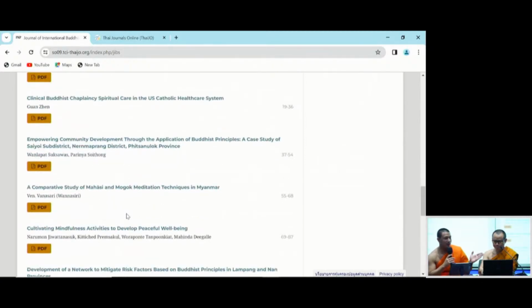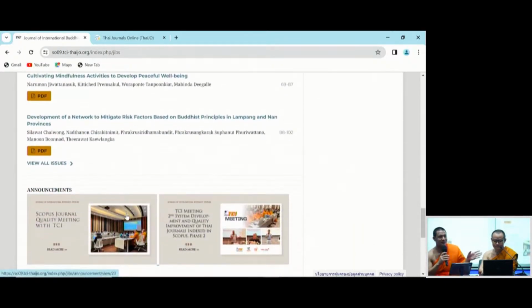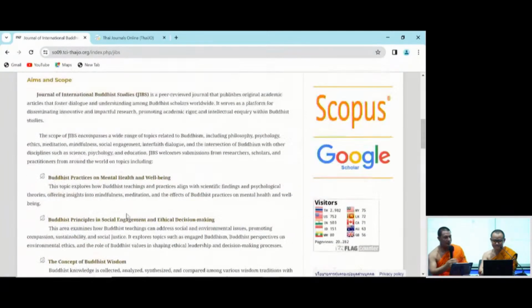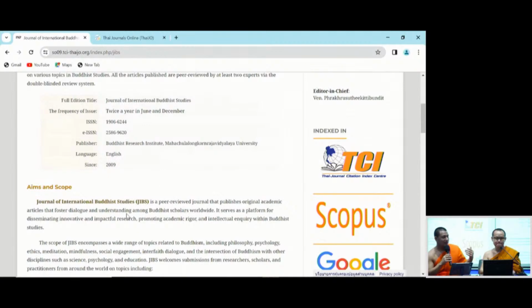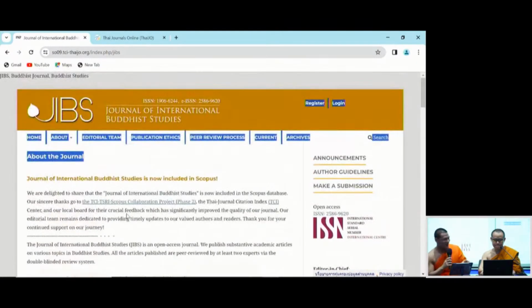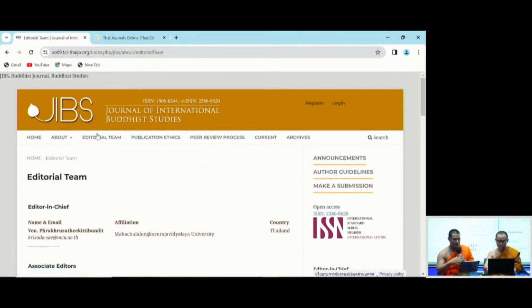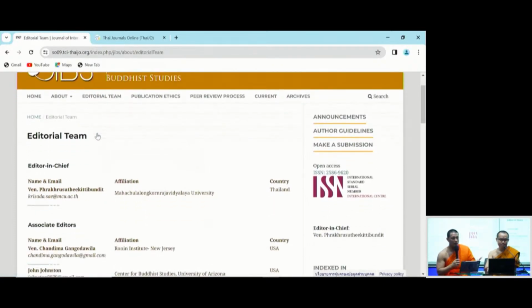Okay, I work as an assistant of JIBS, the Journal of International Buddhist Studies, with Venerable Kriang Sak. I've been helping since maybe 6 to 7 years ago when JIBS started to be tiered in TCI Tier 2. We've been doing conferences together in different parts of Thailand with the Buddhist Research Institute. JIBS is, I think, the one and only Scopus-indexed journal newly selected under the TCI Scopus project. I think it's phase 2, right? Phase 2, right, Venerable Kriang Sak? Yeah, it's phase 2. Phase 2 first.